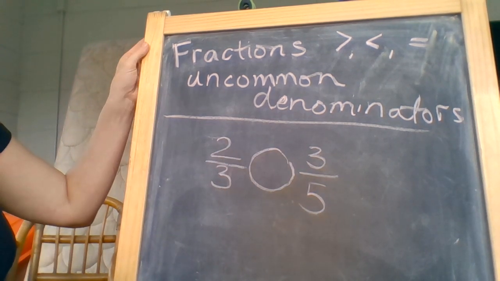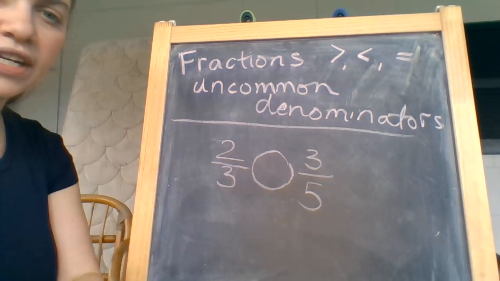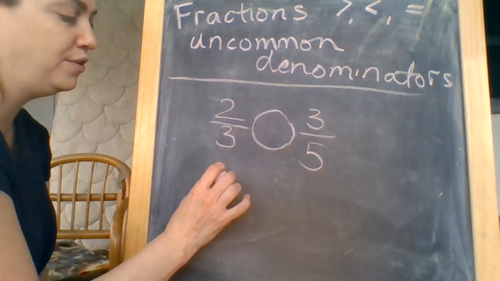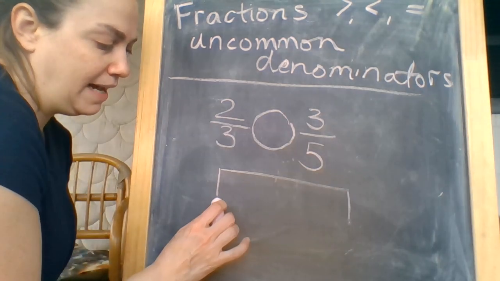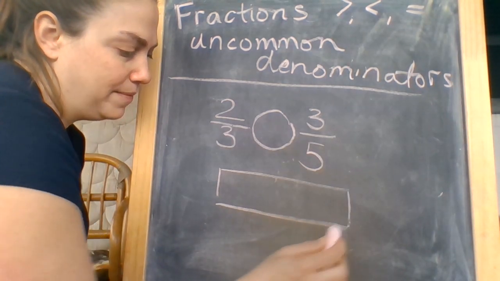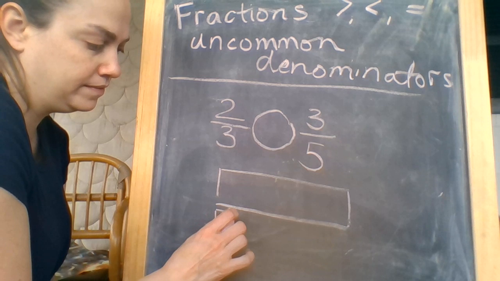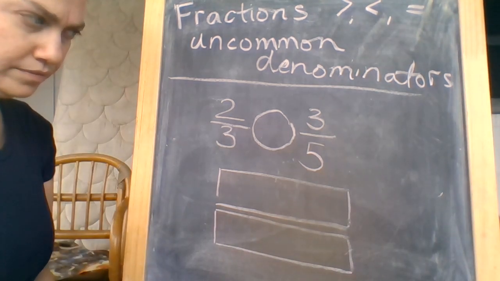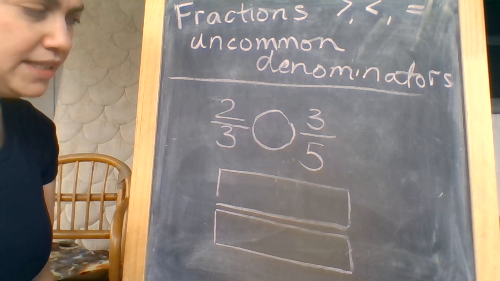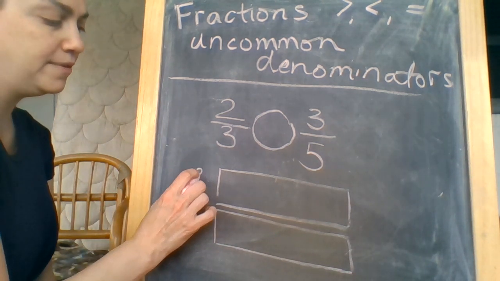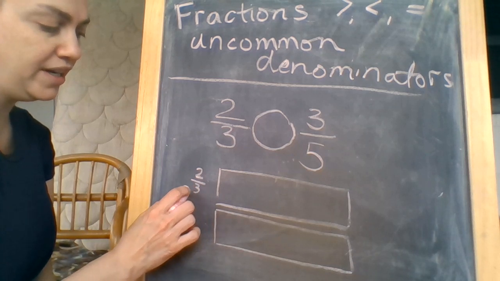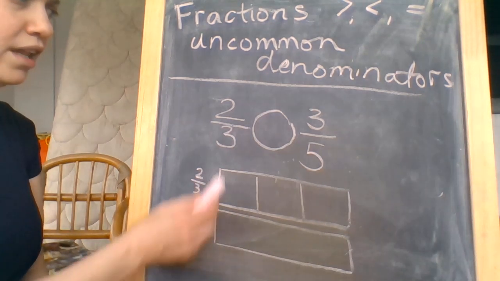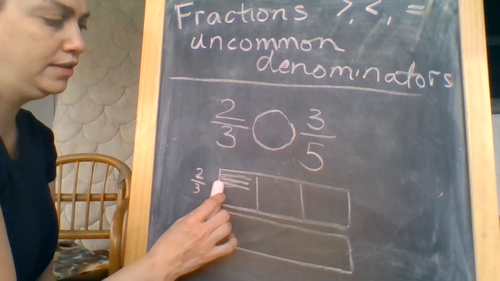2/3 and 3/5. So yesterday when I started comparing these, I started by drawing fraction strips. Guess what? I'm going to do the same thing. I'm going to put two of them on top of each other, and I want them to be the same size. Now I'm going to color in some pieces. My first one I'm going to set up to be 2/3, so I'm going to cut it into 3 pieces. And I'm going to color in 2 of those.